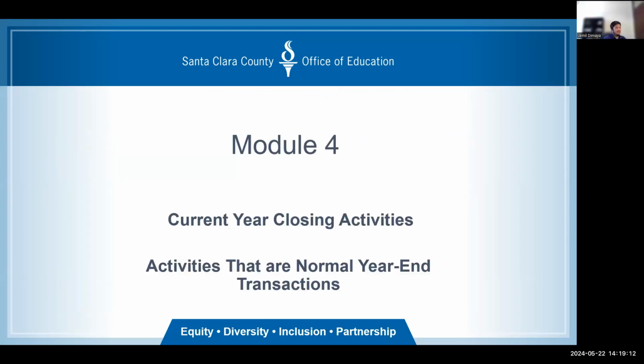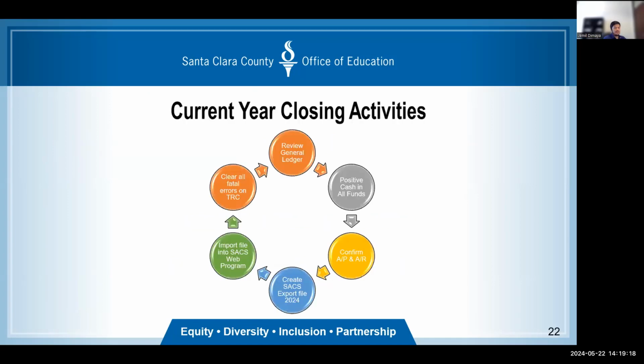Okay, thank you, Yan. So the current year closing activities, and then there are activities that are normally year-end transactions. So first, the current year is like this cycle here. First, you want to review your GL. This was mentioned in the previous slides. The cash should be positive in all funds. If not, then run a detailed report to find out what happened and then make the correction.